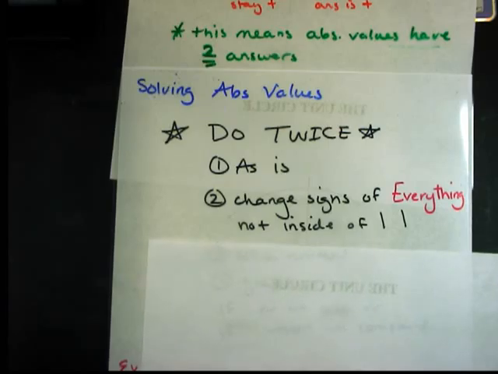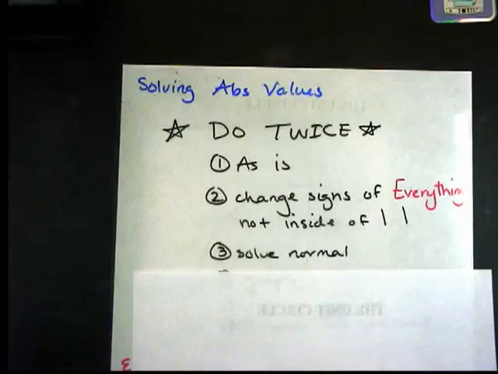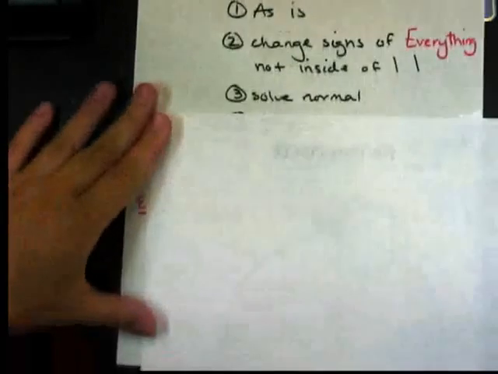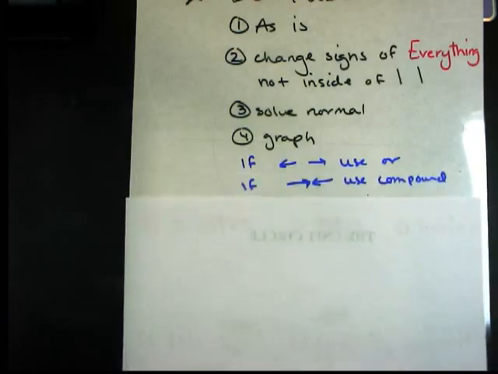Once we have these 2 problems, the first as is without the absolute value bars, and the second with everything changed outside of it, then we get to solve normally. When we solve, we combine like terms, we move our constant, we move our coefficient, but we always need to graph it. Now, if it's an equal sign, there's no shading involved. But if there are inequalities, we're going to have those open and closed circles and shadings. So you still have to apply the rules from the previous sections when it comes to graphing.